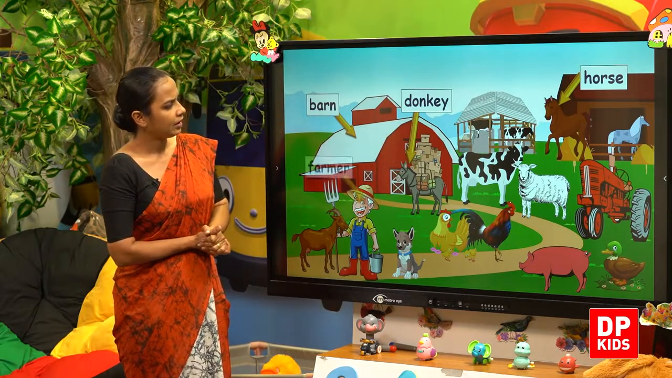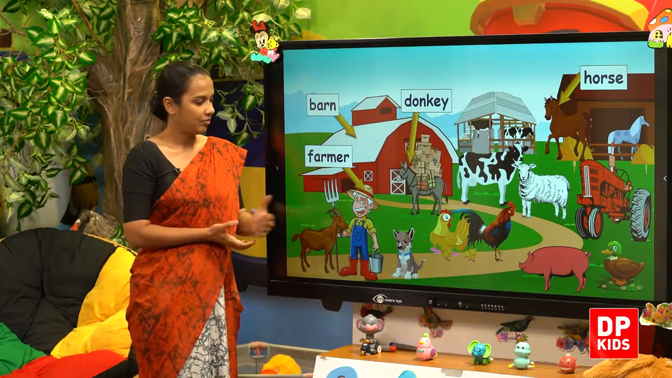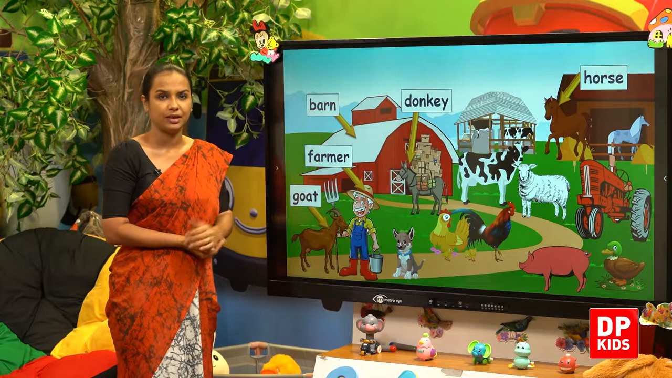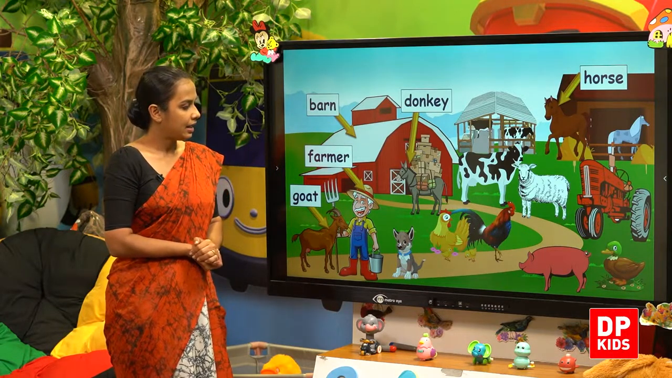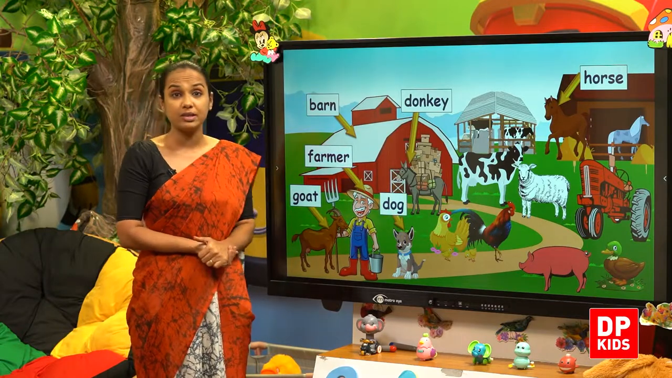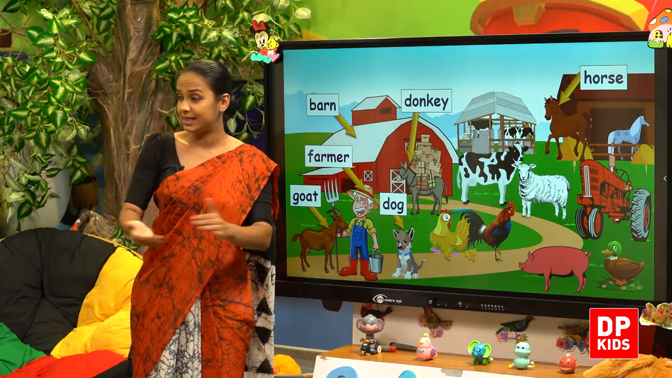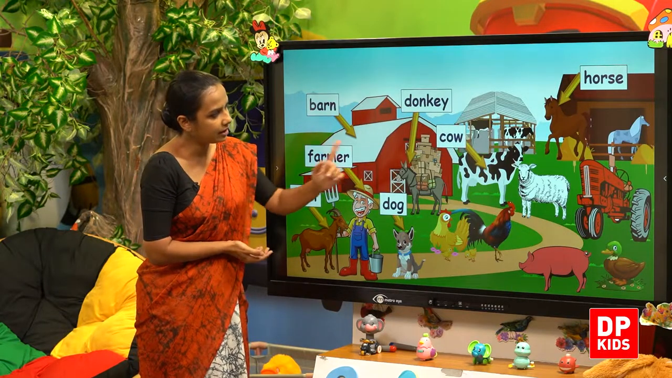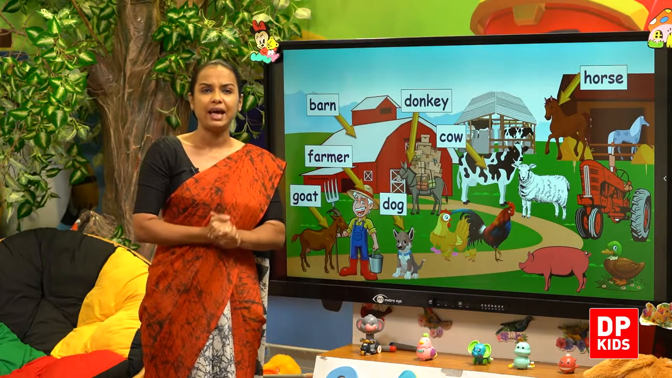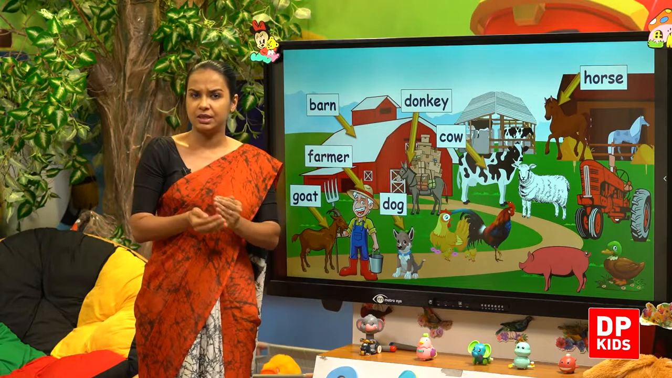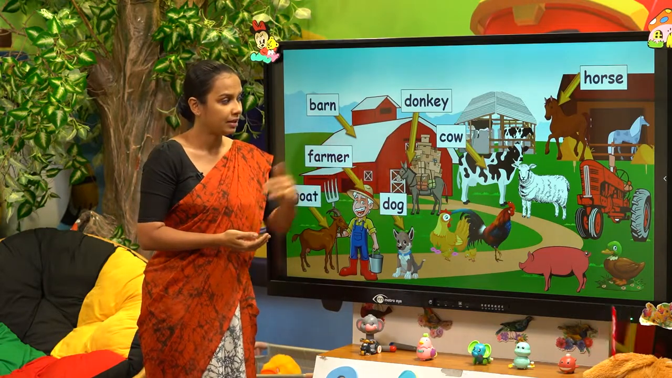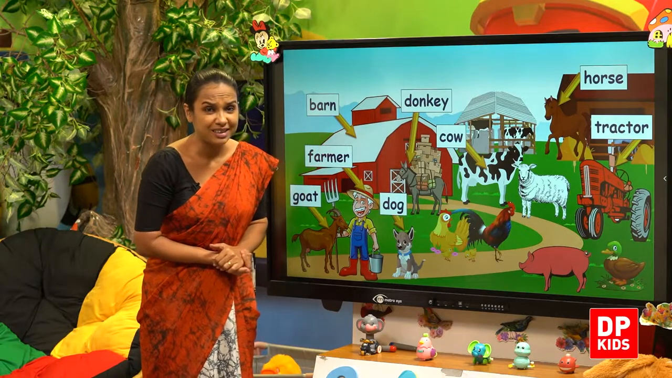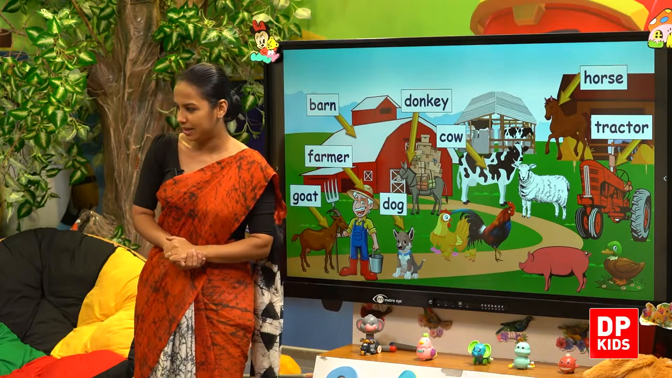Okay. Then we have the farmer. We have the farmer. Right. Then we have the goat here. We have the goat. And there are lots of animals here. There is a dog as well to guard the animals, especially the hens. The dog is there in the farm as well. And there is a cow. Cow is a very important animal in the farm. Right? So next it will be, it's not an animal but it's a tractor. There is a tractor in the farm.